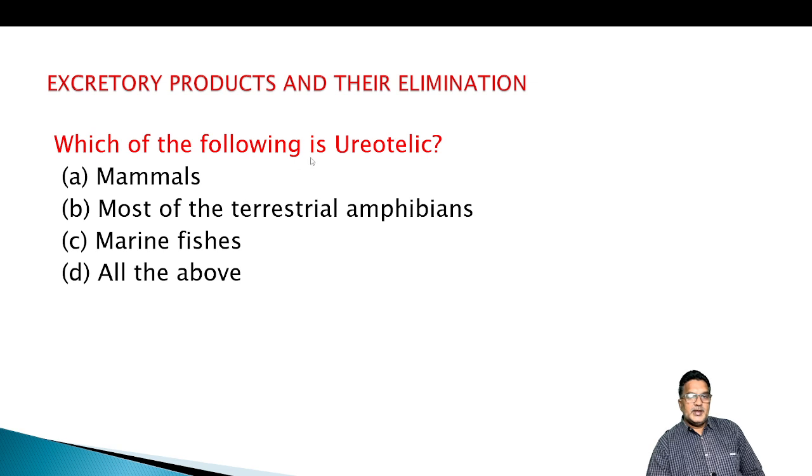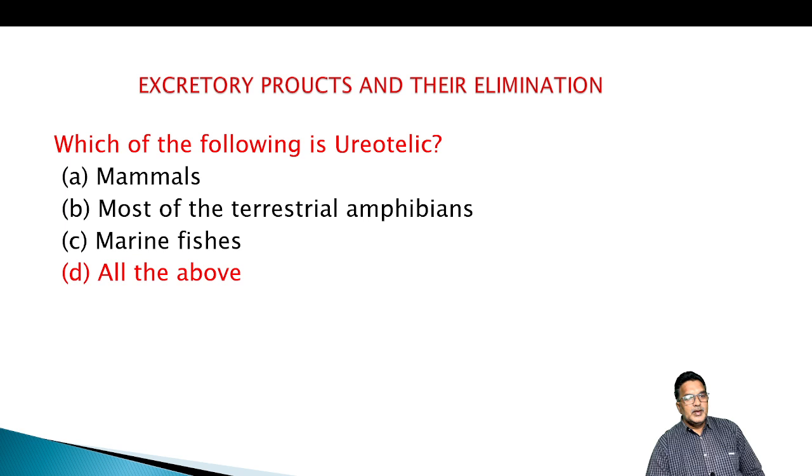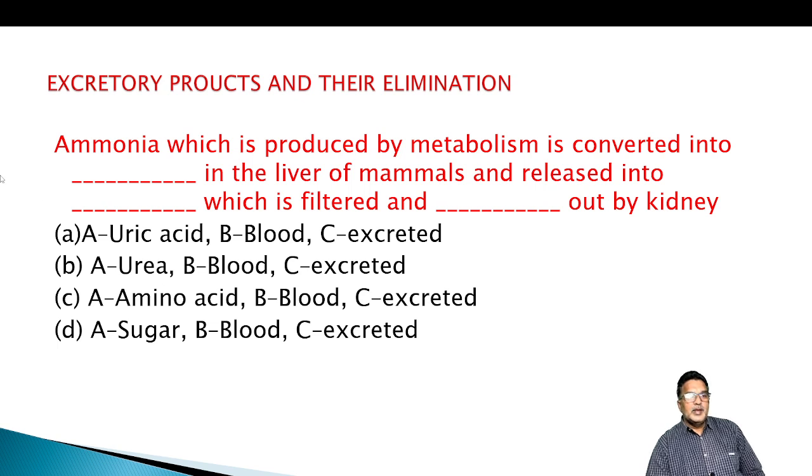Which of the following is ureotelic animal? Animals which excrete urea, we call them ureotelic animals. Mammal, most of the terrestrial amphibian, marine fishes, all the above. Yes, mammals, most of the terrestrial amphibians, marine fishes, all the above.